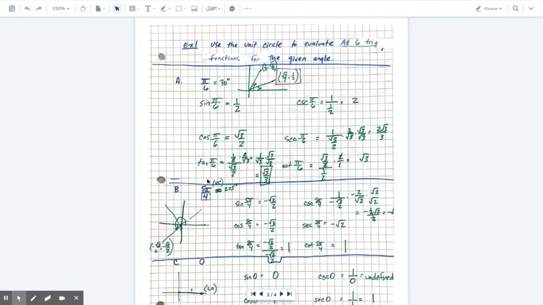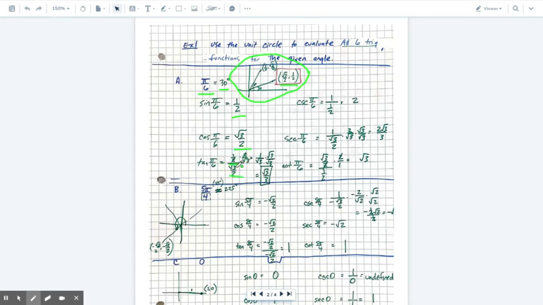So for examples A, B, and C here, we're going to evaluate all 6 trig functions for pi over 6. Now pi over 6 is the equivalent of 30 degrees. If you think of the unit circle, and even if you need to construct a small one, at 30 degrees we know the associated ordered pair is square root of 3 over 2, 1/2. So the sine is the y value, the cosine is the x value, and the tangent is the y divided by the x.